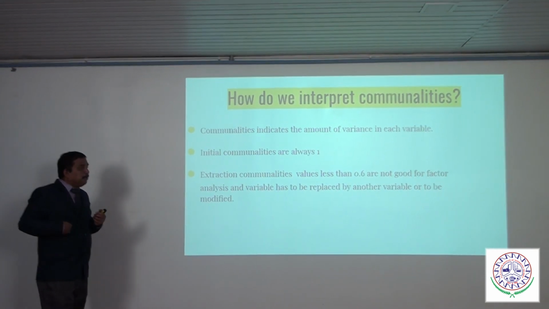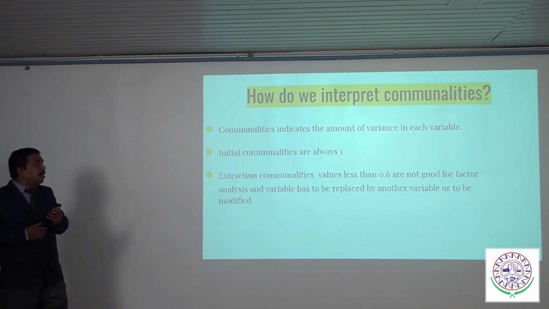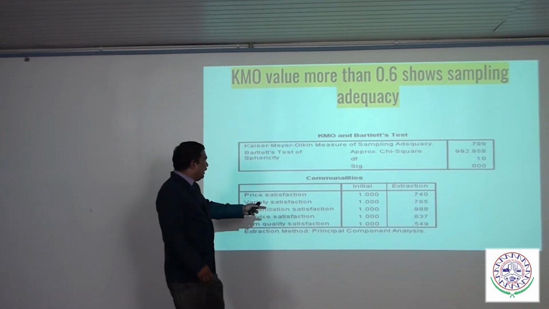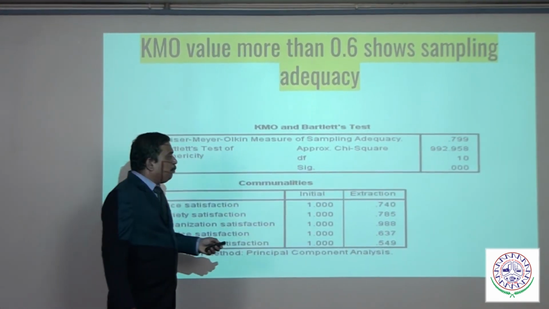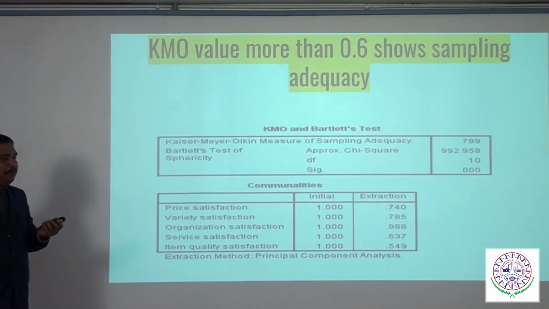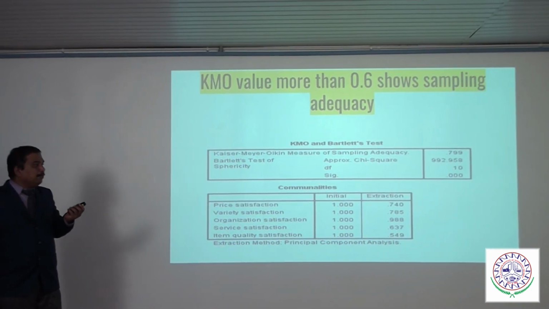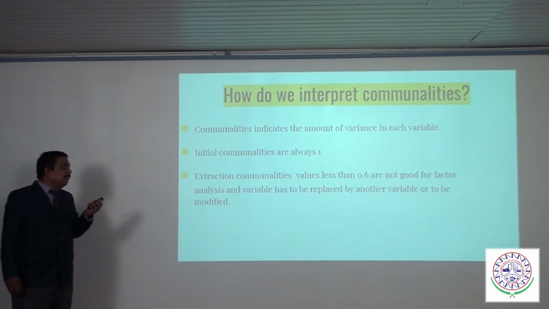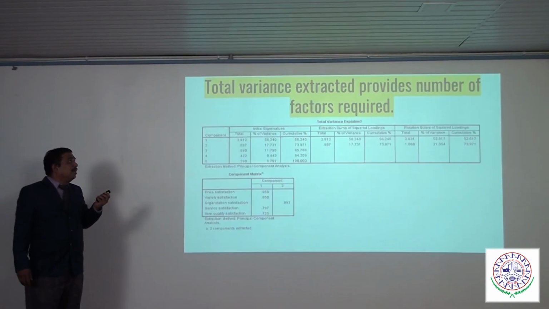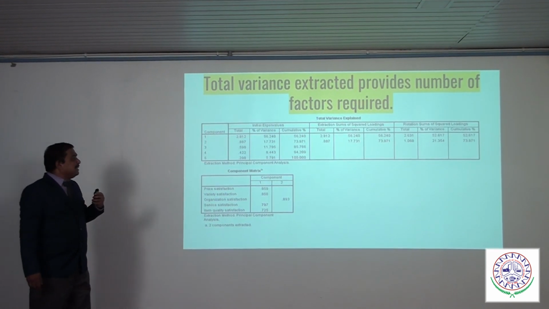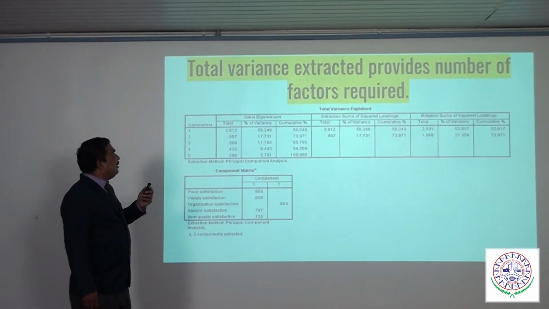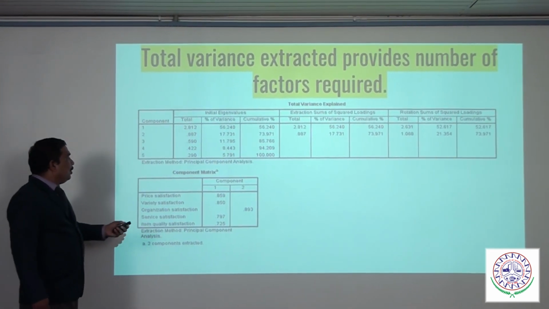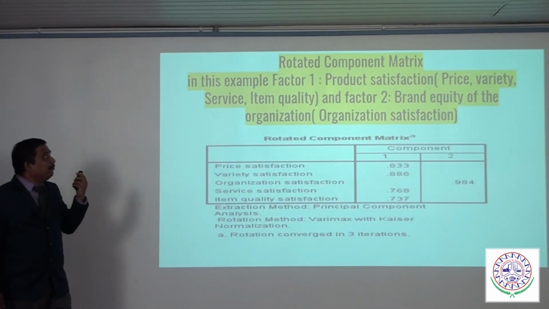Now, how do I interpret the communalities? Communalities indicate the amount of variance in each variable. Look at the amount of variance that we have here: 0.74, 0.785, 0.988, 0.637, 0.549. Their initial communalities are always 1. Now, what is the variance extracted? Once again, look here. Variance extracted shows eigenvalue 2.812, and the component matrix is here.